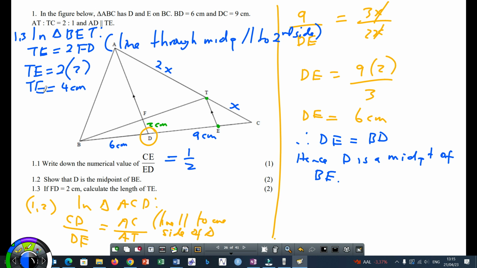All right. Let's move on to the areas. So the areas now, we need all the information we got so far. So this is 6 centimeters. That's 6 centimeters. Obviously, this will be 3 centimeters. And this one I called X, and that one 2X. Now, triangle ADC.